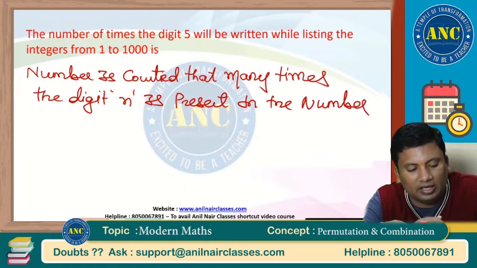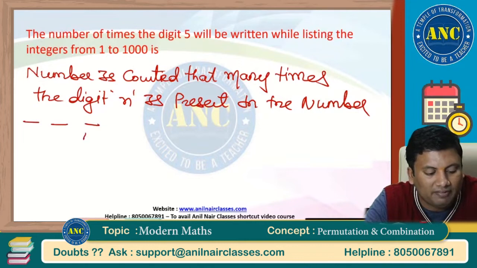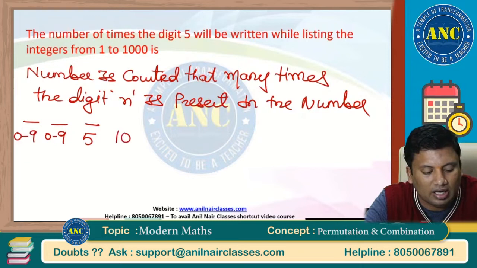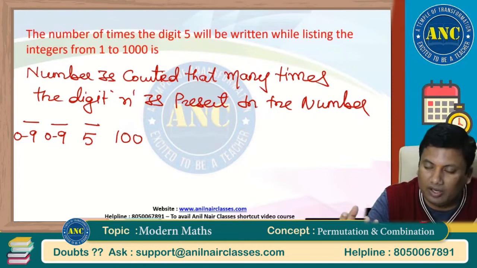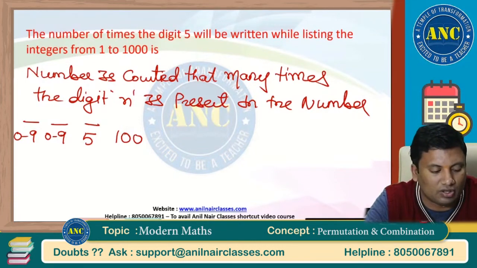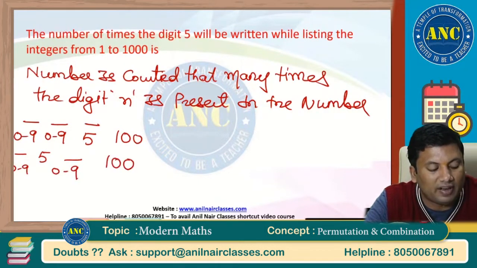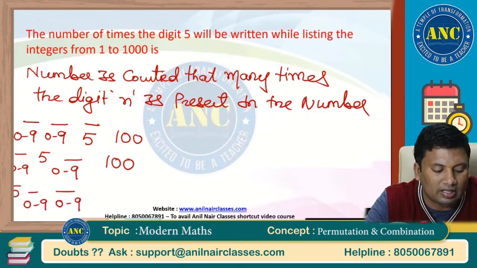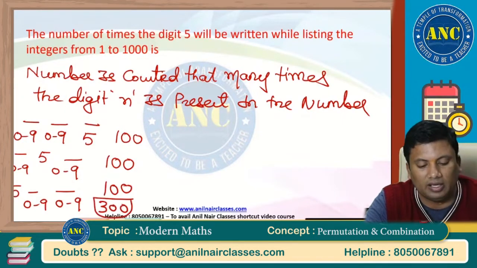Again, I am explaining. The maximum possible 3-digit number is 999. If 5 is in the units place, 0 to 9, 0 to 9, 10 tens are 100. Why did I keep the leftmost 0? If the leftmost is 0, I get all the possible 2-digit numbers also. 5 can be in the tens place, 0 to 9, 0 to 9, 100. 5 can be in the hundreds place, 100. 100 plus 100 plus 100. The answer is 300.